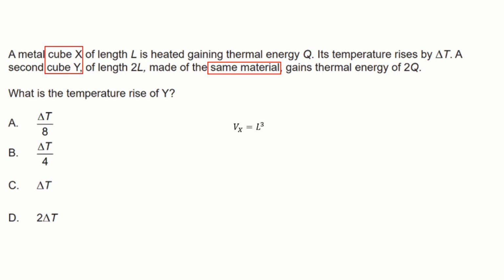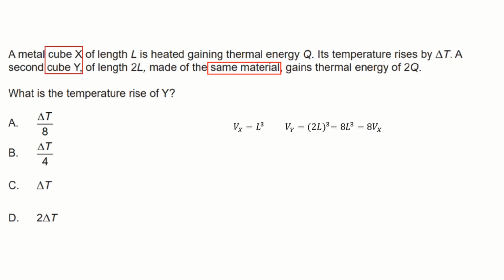Let's have a look. First thing to remember is that the volume of X is going to be L cubed because we have a cube with sides which are all equal to L. We also know that the volume of Y is going to be (2L) cubed, which becomes 8L cubed, and you notice there that we've got 8 times the volume.